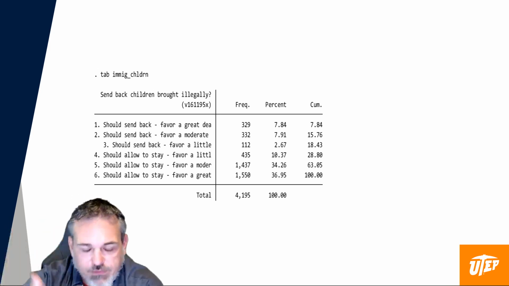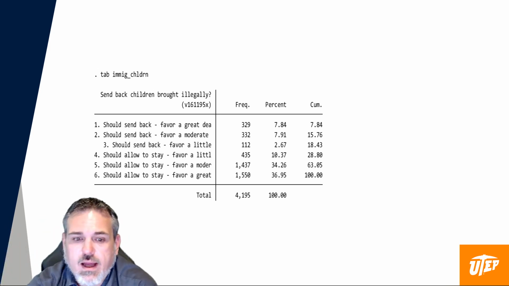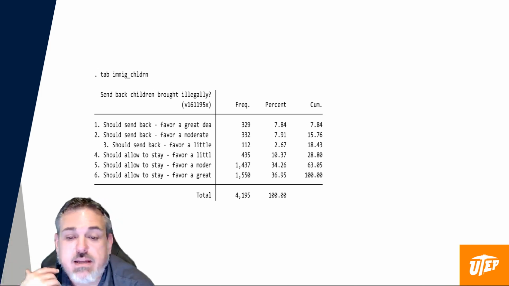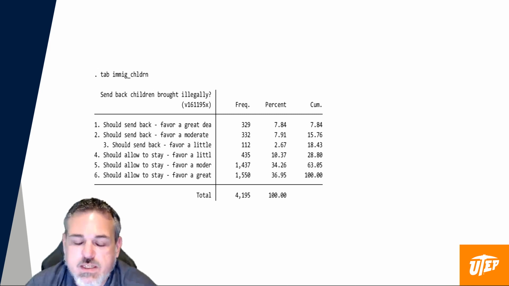But the difference between these things, as you should be able to see, is not very precise. Thinking about categories, we should be able to identify very clearly that there exists a wide range of difference between category 1 and category 6. Should be sent back, favor a great deal; should be allowed to stay, favor a great deal. There's going to be a wide difference between those two positions.